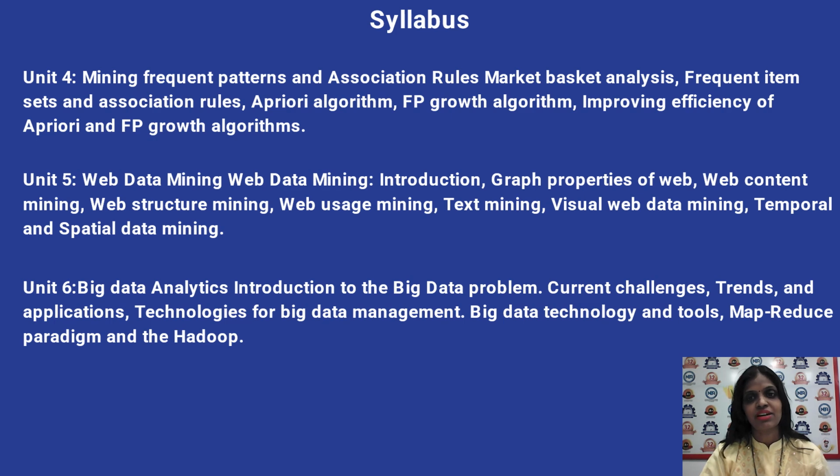Association rules, market basket analysis, frequent item sets, and association rules. In association rules, we have the Apriori algorithm and the FP-growth algorithm. The Apriori algorithm, which is commonly used for frequent pattern mining, uses a bottom-up approach, identifying frequent item sets to generate association rules. The FP-growth algorithm uses compression techniques for abstracting the data from the given set of data.